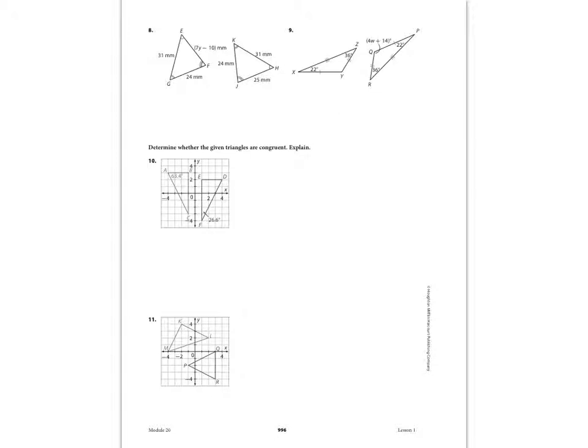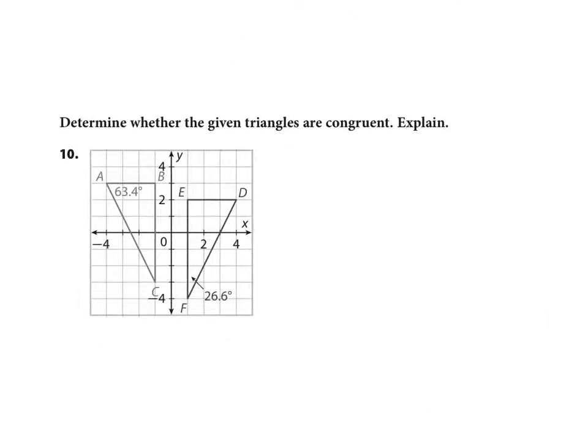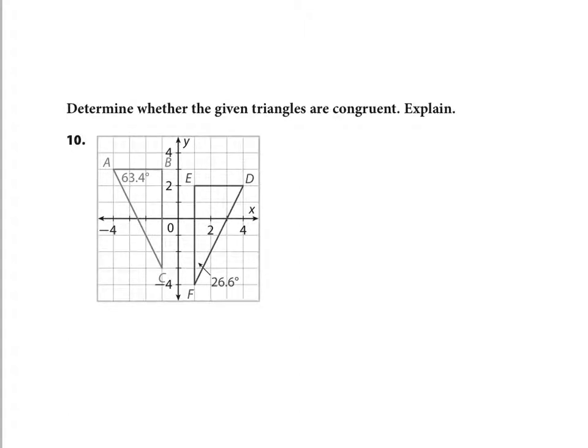I wanted to show you one of the problems in the assignment, how to go about and approach it. Number 10 on page 996. This is going to be the same as the next 3 problems after this, but we want to determine whether the given triangles are congruent. So if they're congruent, remember, we don't know they're congruent, so we have to use that second statement at the beginning of the lesson, which is if all of the 6 pairs of corresponding parts are congruent, then we know the triangles are congruent.